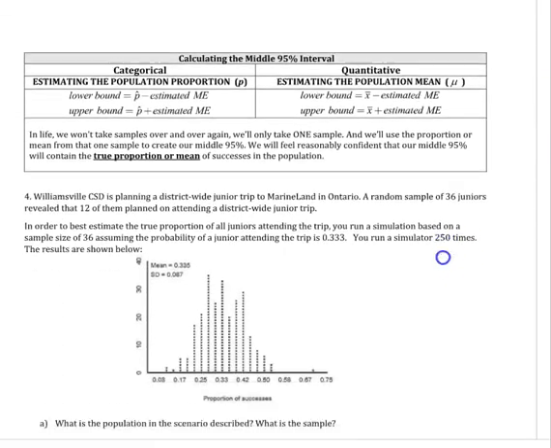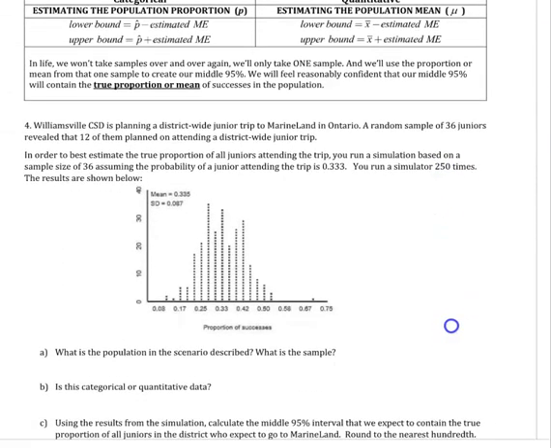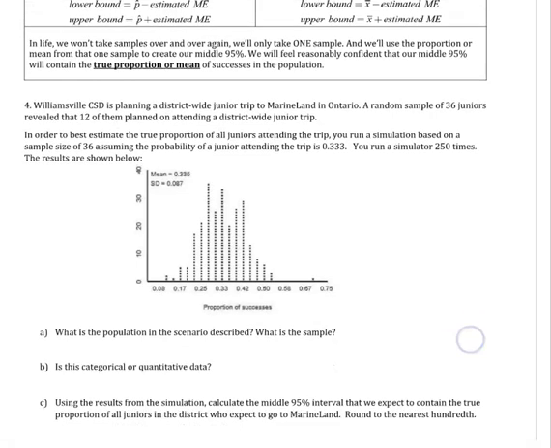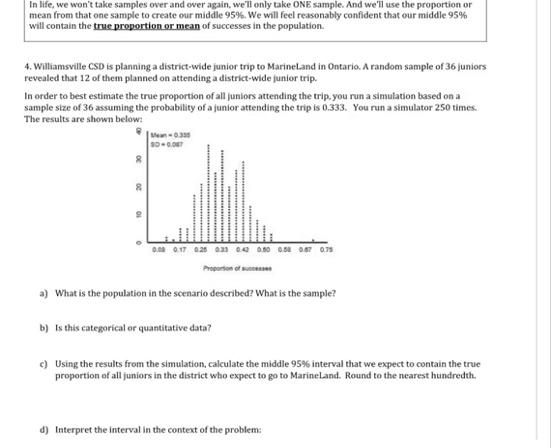All right, let's get into some harder context problems here. Now, in life, we're not going to do a ton of samples. We're going to do one sample and then use that one sample to help us make estimates about what is likely to happen based on our middle 95% interval. So let's say Williamsville Central School District is planning a district-wide trip to Marineland, Ontario. A random sample of 36 juniors revealed that 12 of them planned on attending the district-wide junior trip.